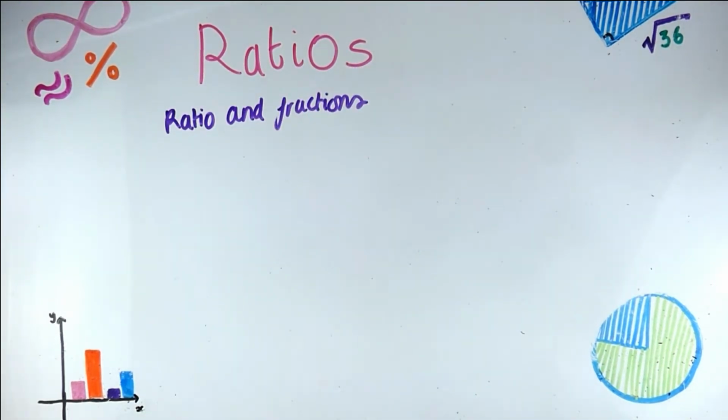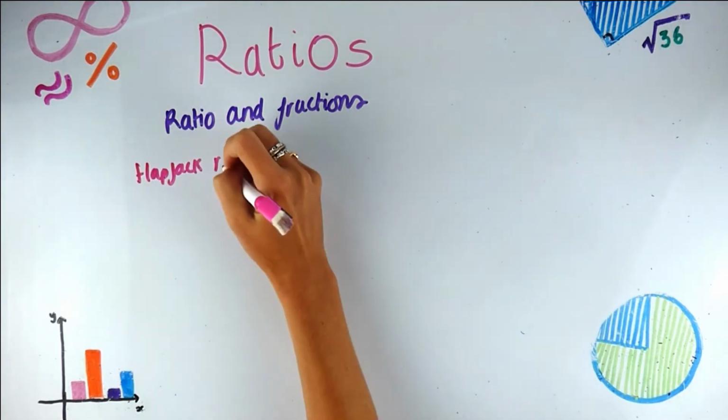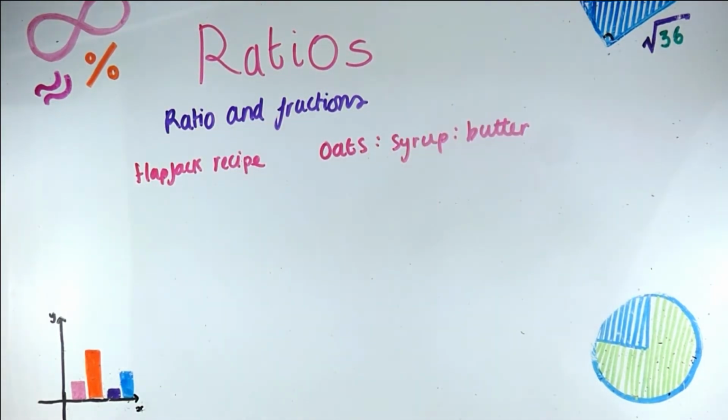Okay, so the first thing we did was discuss that ratios are quite similar to fractions, and the way you simplify them is very similar. So we're also going to look at how you can write a ratio as a fraction. So again, I'm going to make a little scenario. Okay, so this is the situation. I've got a flapjack recipe. By the way, this doesn't work, I'm aware of that.